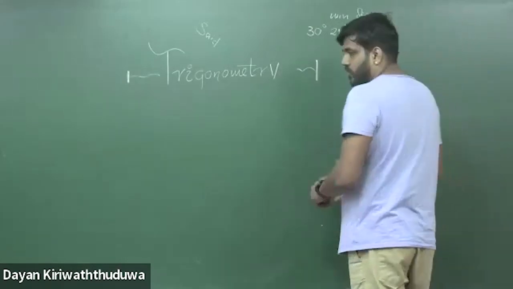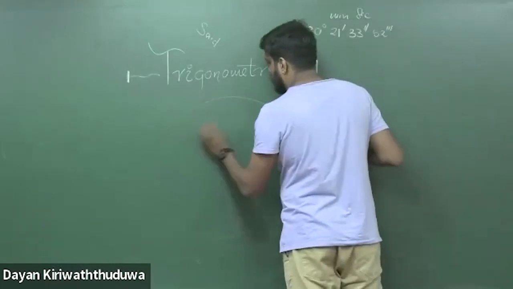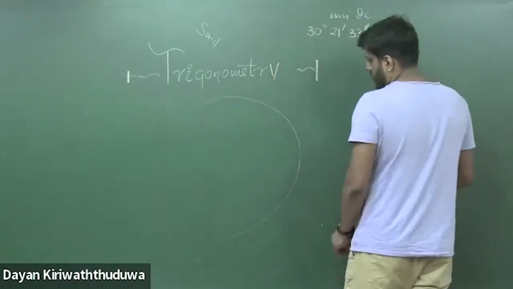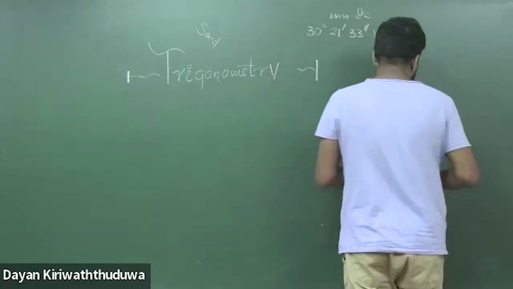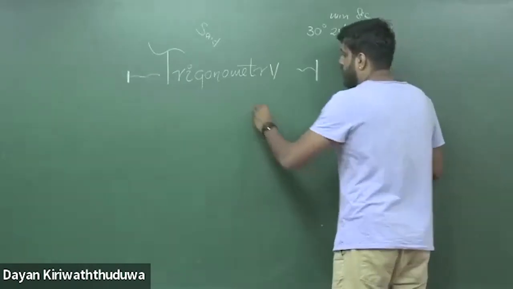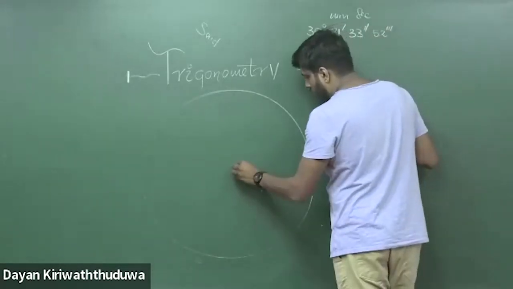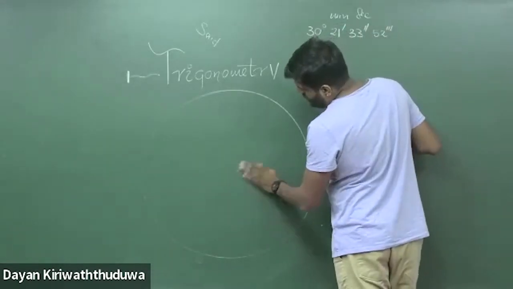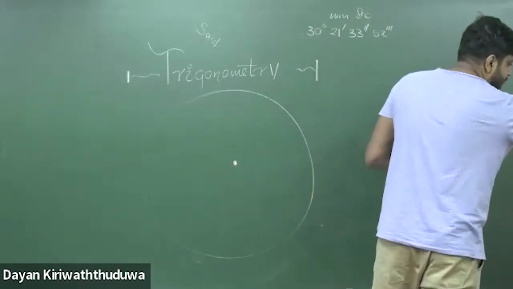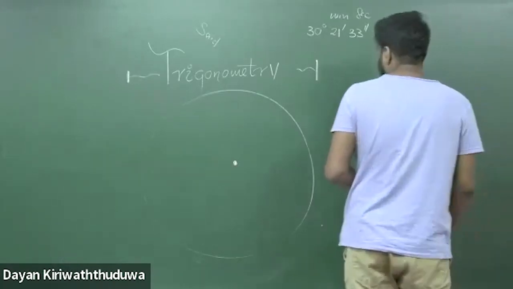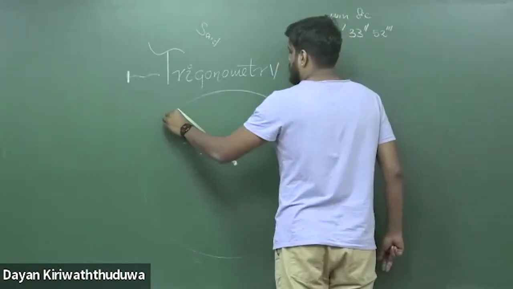So this is the second definition of the angle. Look at the second definition of the angle. If you have a circle like this, and this is my center, okay? And I have a radius, isn't it? Radius, R.